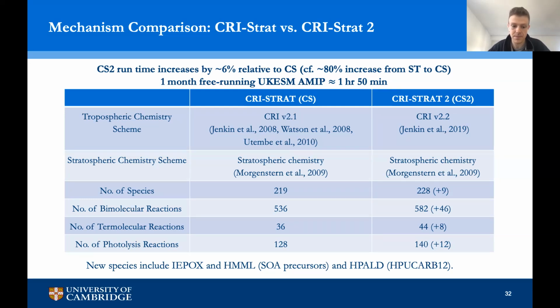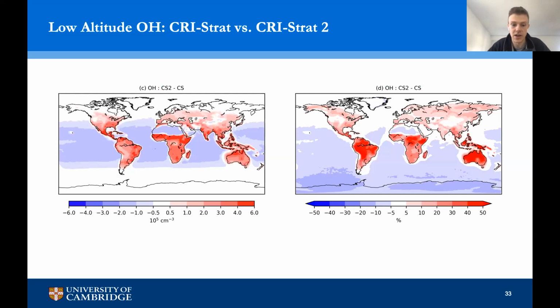I'll just show one set of results. This is low altitude OH, at the lowest level, I think it's 500 meters. You can see that the biggest increases, particularly in percentage fractional change, are in the major biogenic regions of South America, Amazonia, Central Africa and Australia. That's being driven by the isoprene chemistry. But the decreases over the ocean are being driven by the inorganic chemistry. We're getting very little isoprene over there. But the changes to the rate constants of O1D with water, N2 and O2 mean that a smaller fraction of O1D forms OH in CRI-Strat 2 than CRI-Strat. So we see a drop in OH there.